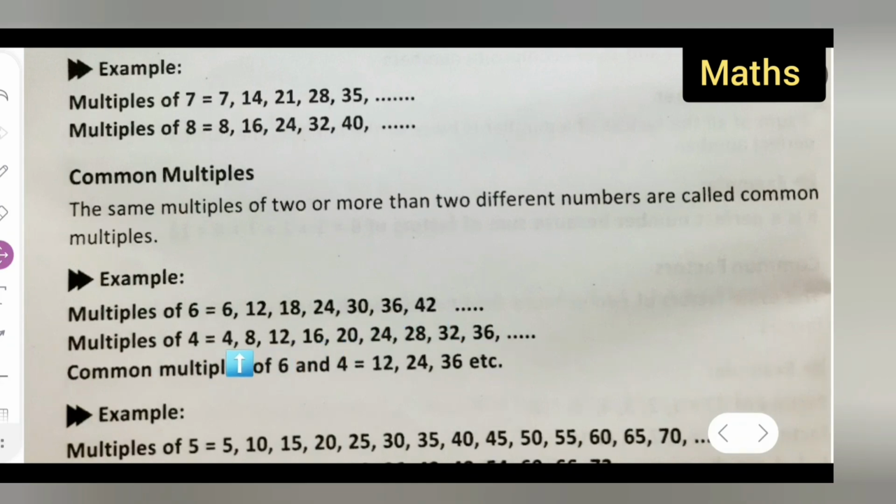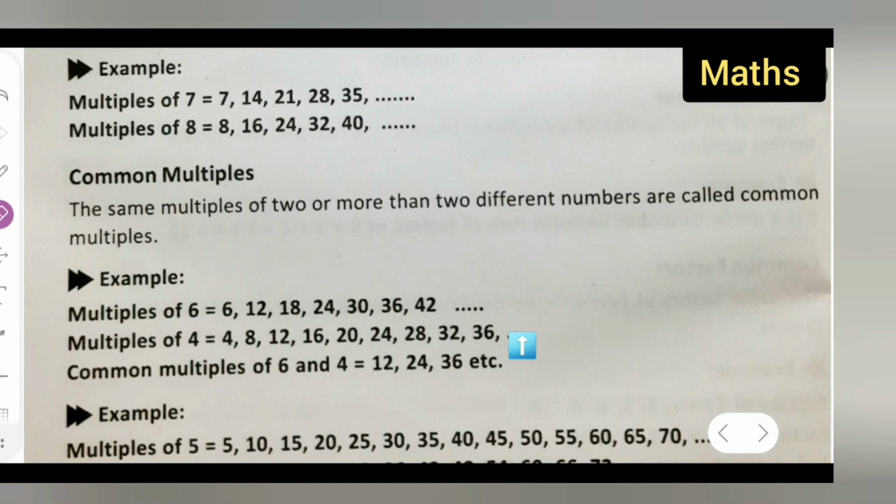So multiples of 4 are what? 4 ones are 4, 4 twos are 8, 4 threes are 12, 4 fours are 16, 4 fives are 20, and so on. So these are the numbers. The common multiples of 6 and 4 are 12, which is common in both, 24 which is common in both, and 36 which is common in both, right? So these are the common multiples of 6 and 4: 12, 24 and 36.